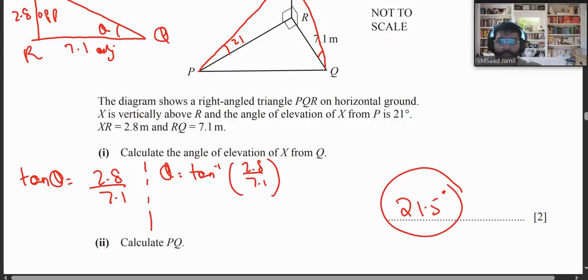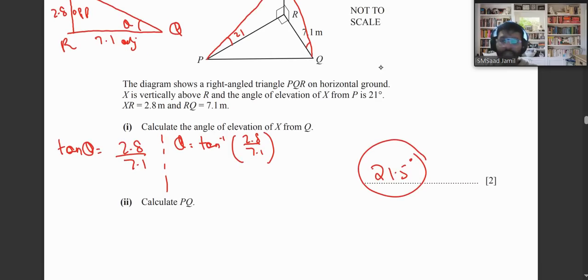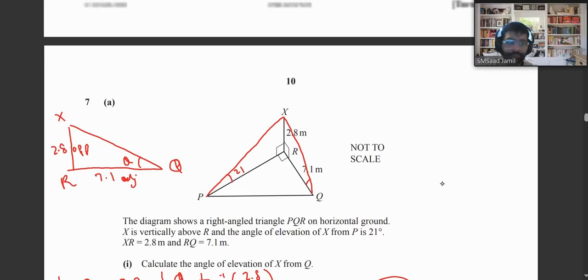So look guys, for PQ, PQ is this thing. Now whenever you guys get stuck at such questions, just make the diagram. Okay. We have P, we have Q, we have R. We know the value of RQ, 7.1. We need to find PQ. We do not have PR. Now the question is, can you guys find the value of PR? Yes, we can. How? Look.